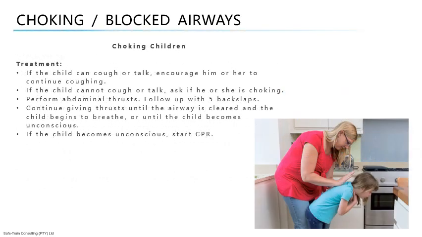Choking children. If the child can cough or talk, encourage him or her to continue coughing. If the child cannot cough or talk, ask if he or she is choking. Perform abdominal thrusts. Stand behind the patient, wrap your arms around his or her waist, and make a fist with one hand. Place the thumb side of the fist against the child's abdomen, above the belly button yet far below the tip of the breastbone. Put your other hand over the fist, and give 5 quick upward thrusts into the patient's abdomen.